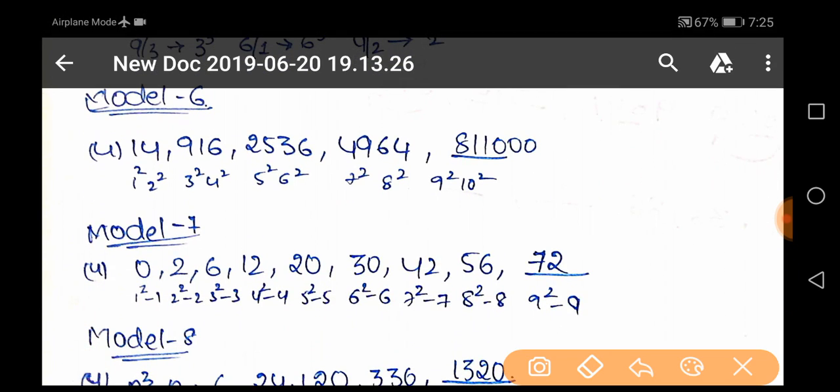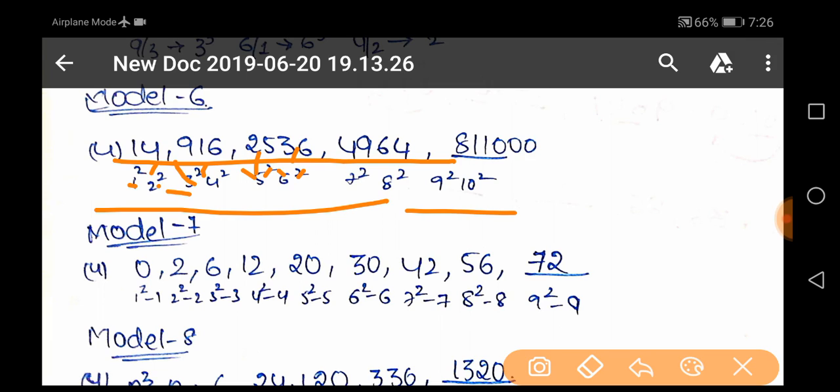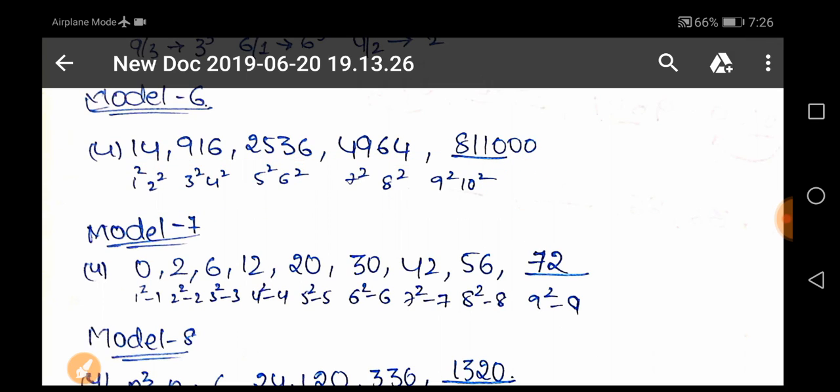And here: 1 4, 9 16, 25 36, 49 4. Don't get confused by seeing the large numbers. It will be squares, or an internal multiplication or division of the numbers. So 1, 2 square, 3 square, 4 square, 5 square, 6 square, like that. And the last number will be 7, 8. So next obviously it will be 9 and 10. So 9 square is 81 and 10 square is 100.